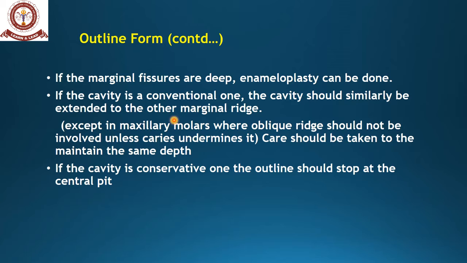For example, if we take a maxillary molar with an oblique ridge between two fissures, and caries is present undermining the oblique ridge, then you have to involve the oblique ridge also. But if not, then you have to prepare only the fissure itself. While preparing that, care should be taken to maintain the same depth all over the fissure. If the cavity is a conservative one, the outline should stop at the central pit itself.